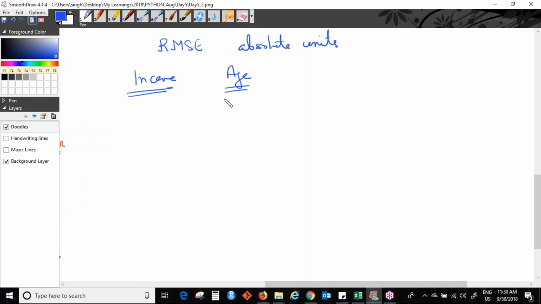Arpita is asking about the RMSE disadvantage once more. So Arpita, the disadvantage of RMSE is that it gives you absolute units. Let's say I'm trying to predict the income of all my students based on their age, and I have found the RMSE value to be, let's say, 8,000 rupees.